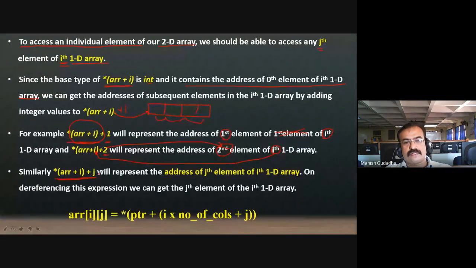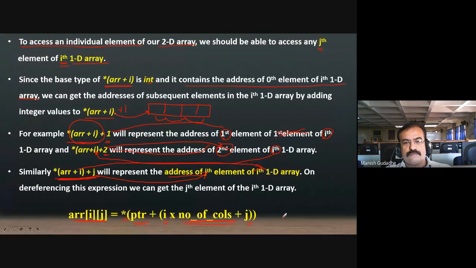When I write ARR plus i plus j, it will represent the address of the jth element of the ith 1D array. Likewise here, the address of the first element, the address of the second element. Here we are assuming that the array is starting from 0. That is why if only ARR plus i is there, that means ARR plus i plus 0 by default, and it will point to the 0th element. So now I can generalize the statement: it will represent the address of the jth element of the ith array. On dereferencing, this expression gives you the element. So when I say ARR of i j, it is actually the pointer which is pointing to the array, plus i into the number of columns, plus j.